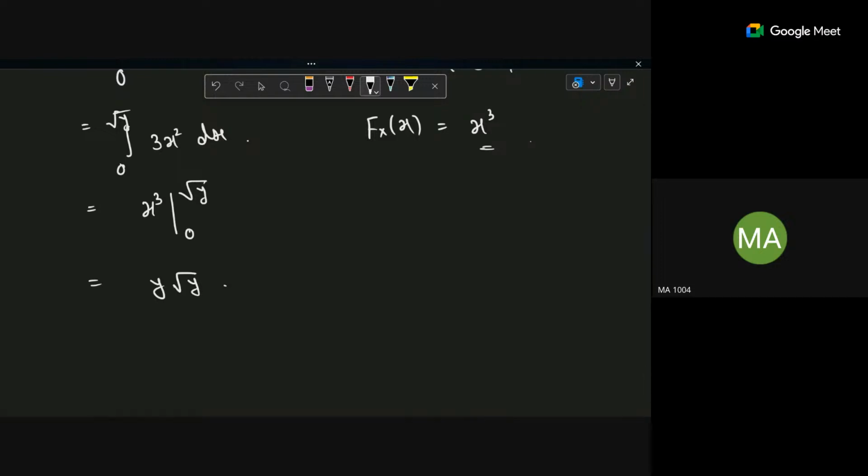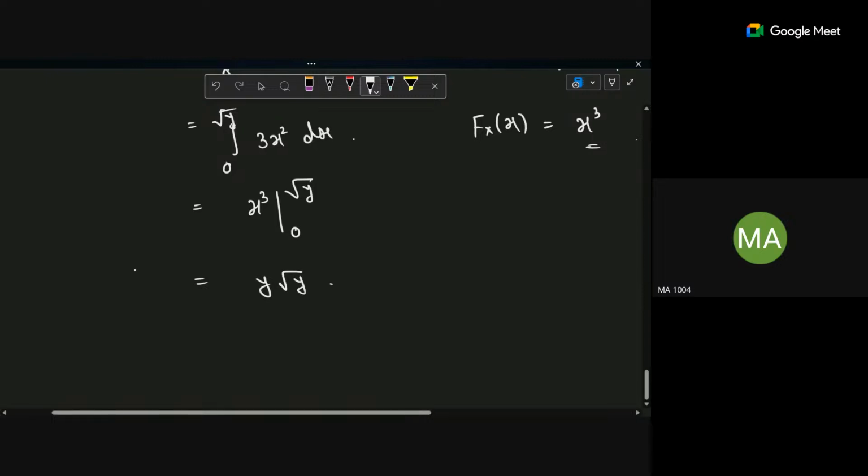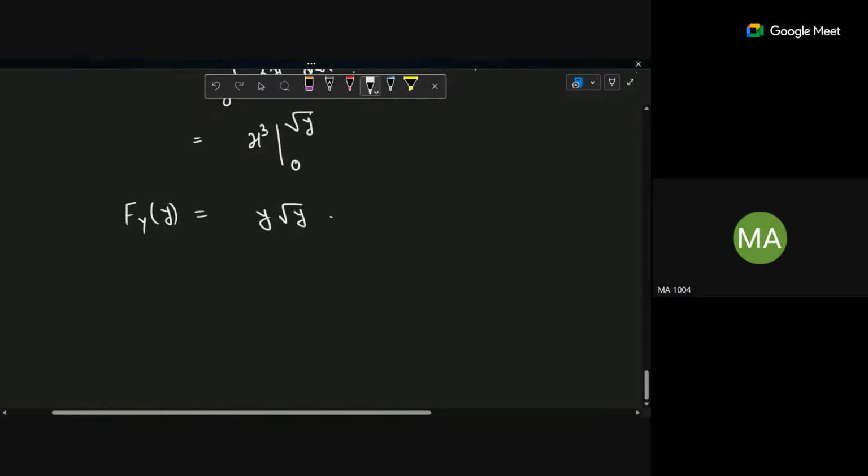So this is not our answer, right? This is the CDF of the function. We are interested in finding the PDF of the function. How will we find it? Differentiating it. Yeah. Differentiate this with respect to y raised to the power 3 by 2. Is it fine if I write like that?